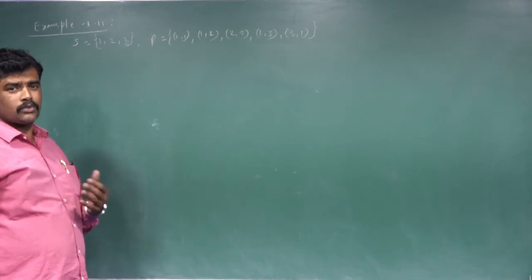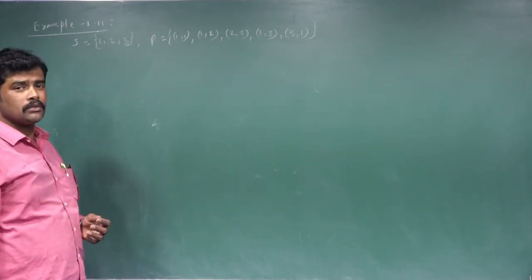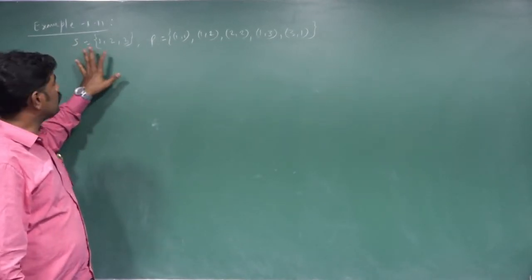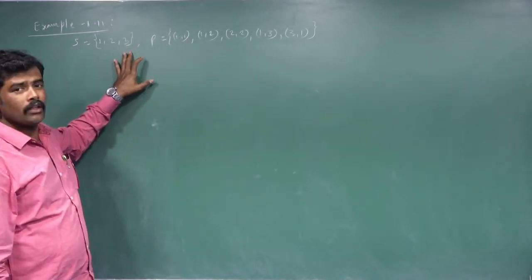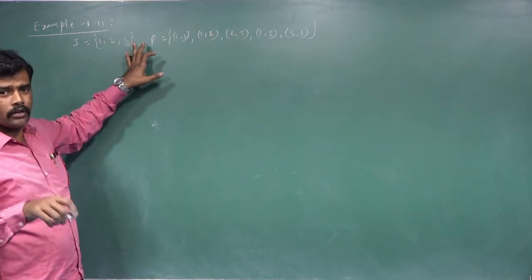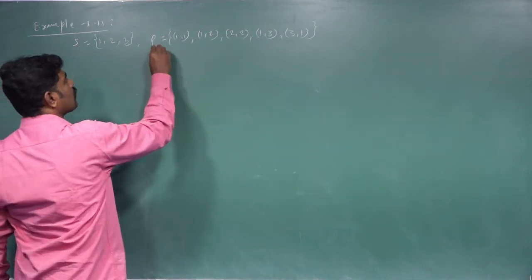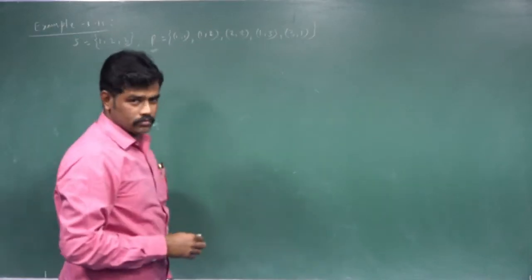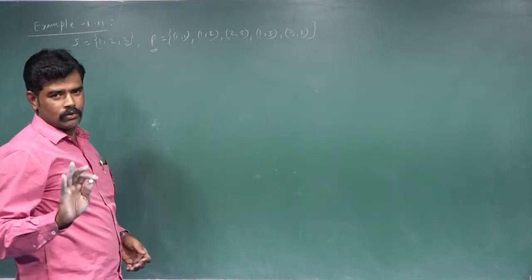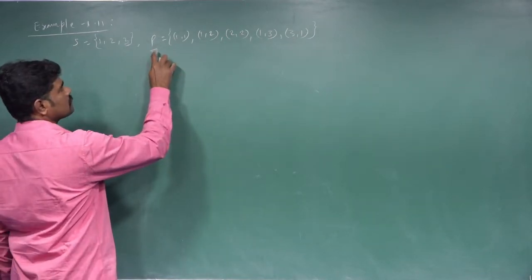Now, the next question is example 1.11. Here they gave the set S consisting of the elements 1, 2, 3, and instead of the earlier notation, they mentioned another notation called rho. Only the notation is changed, but it is still a relation. This is one relation, rho.